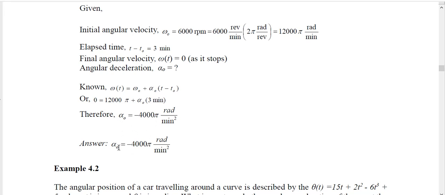After solving we got this number, and this time your unit will be radian per minute square because it is similar to acceleration, that is distance by time square. As it is angular, distance will be in radian and time will be in minute. So okay, we saw this example. In our next video we will do another example.